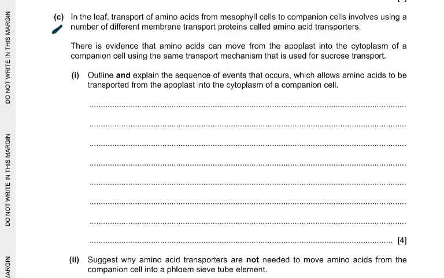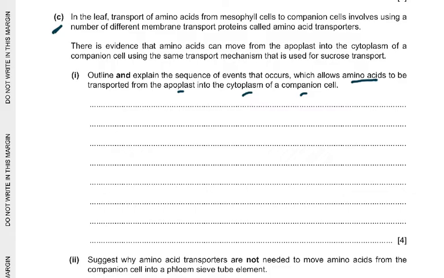Part C. In the leaf, transport of amino acid from mesophyll cells to companion cells involves using a number of different membrane transport proteins called amino acid transporters. There is evidence that amino acids can move from the apoplast into the cytoplasm of a companion cell using the same transport mechanism that is used for sucrose. Because they've said it's the same as sucrose, this is a direct question, and this has come, I think, a million times in all the past papers, and the mark schemes are so much the same.